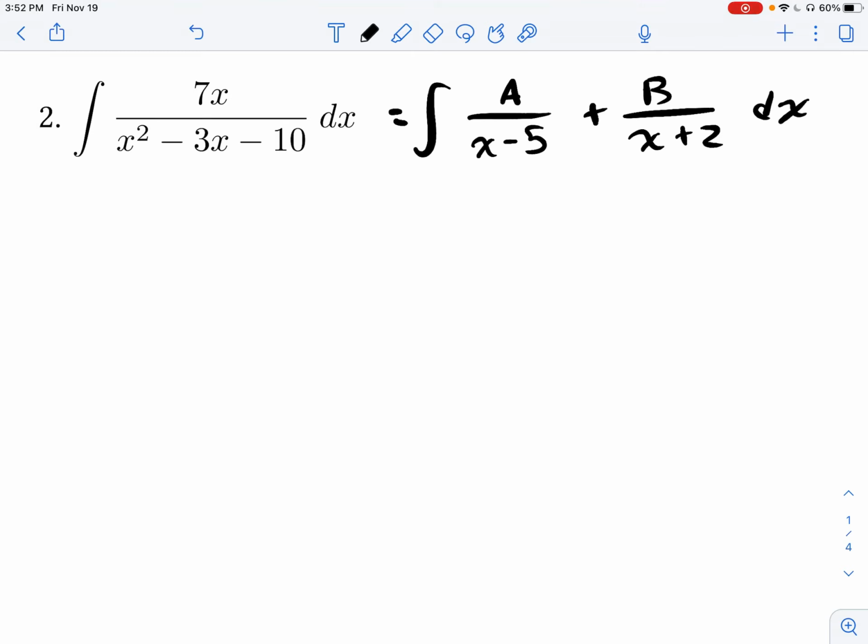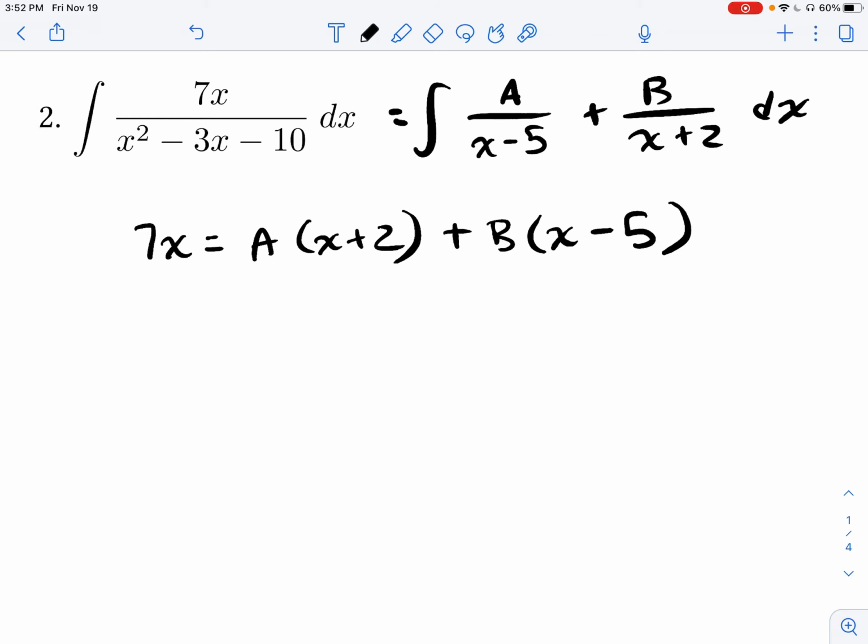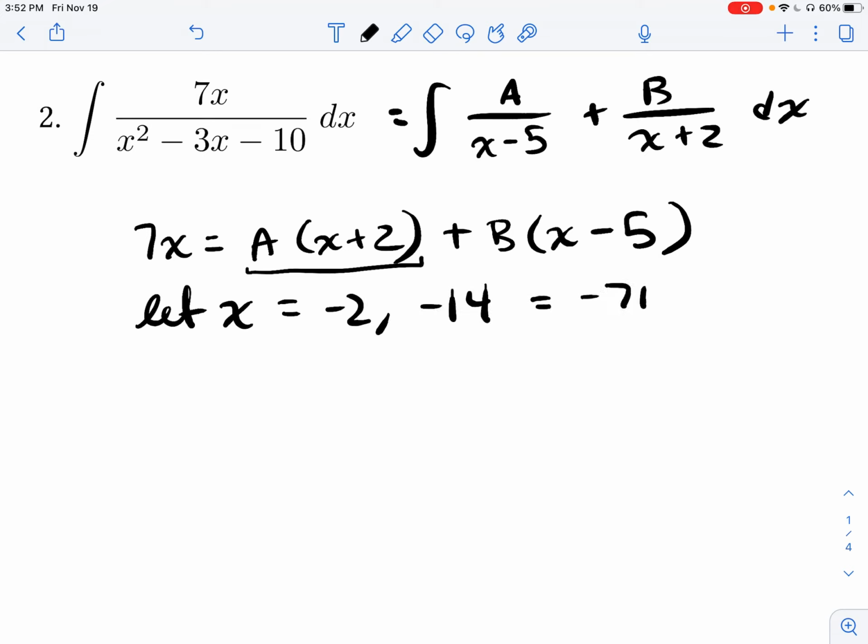All right, so we just factored the denominator, split it up into two fractions, and we're trying to figure out what A and B are such that the sum of these partial fractions is my original integral. So if I multiply both sides by that denominator, I get 7x equals A times (x plus 2) plus B times (x minus 5). Using the Heaviside method, I can just let x be equal to the value that would cause this term to be eliminated, so that's negative 2. That gives me negative 14 equals negative 7B. Therefore, B must be equal to 2.